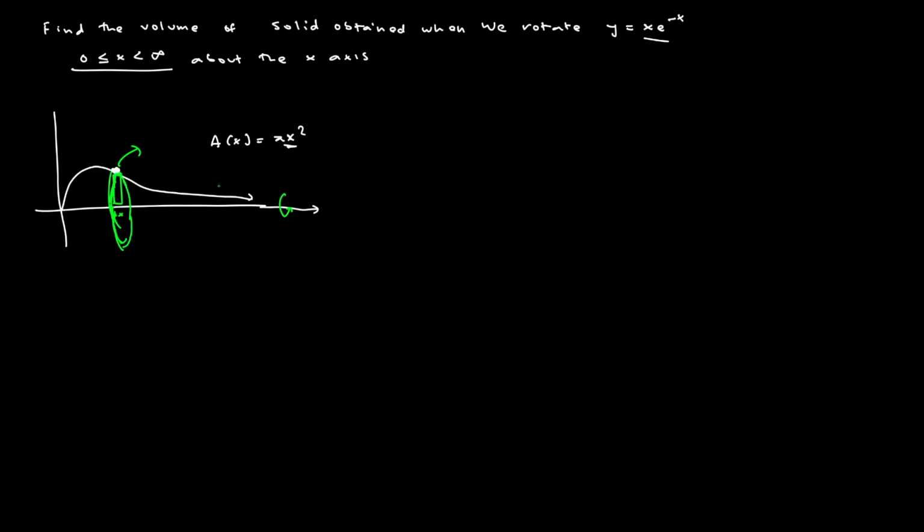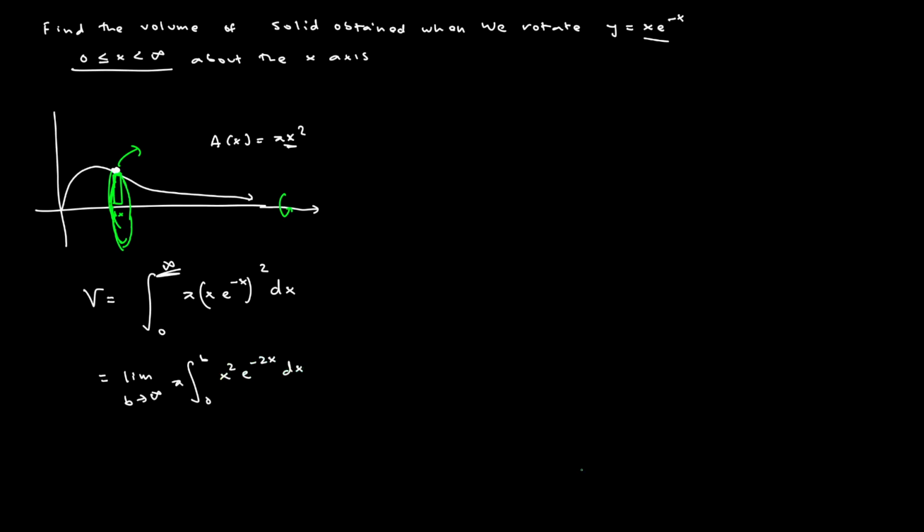And so our total volume is equal to the integral from 0 to infinity of pi times f of x, which is x times e to the minus x, squared dx. So that's the integral we want to evaluate. And because we have something towards infinity, this is going to be an improper integral, and we're going to evaluate it by doing limit as b tends towards infinity of the integral from 0 to b of pi times x squared times e to the minus 2x dx.